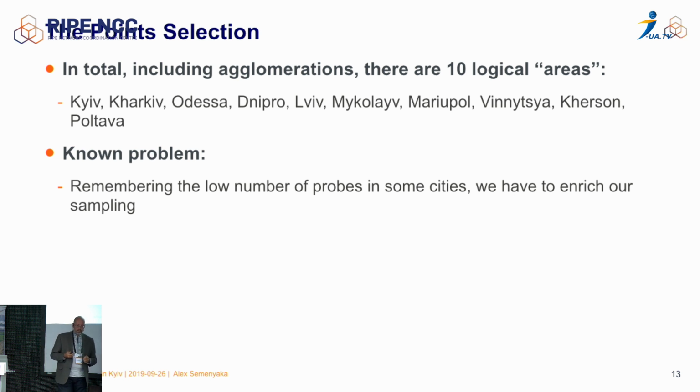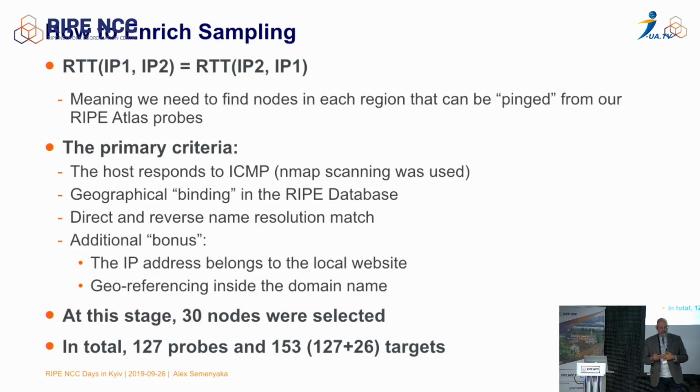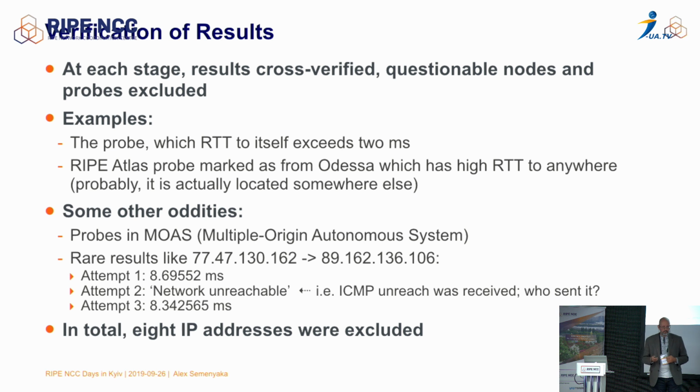Now, for every one out of 10, we took all the probes available. Unfortunately, in some regions there were too few probes, so we had to add something else to make those measurements more representative. And it was point A to point B to point A, but I scanned the geographic regions. I picked up the nodes that were available there with high probability of being located in those regions, and I added that to the study, 30 in number, and in the total amount 153 targets.